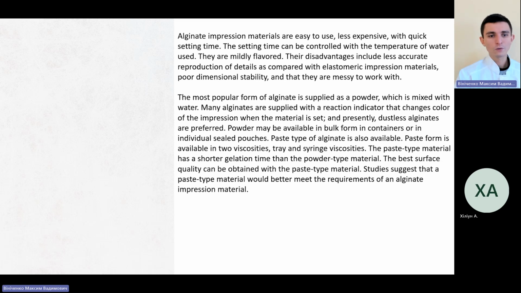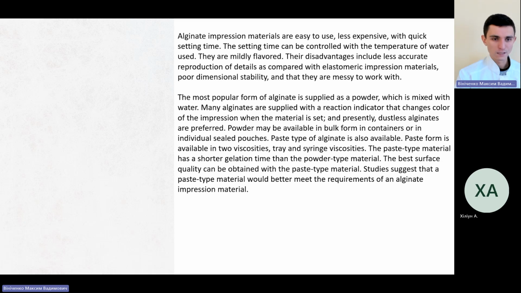The most popular form of alginate is supplied as a powder, which is mixed with water. Many alginates are supplied with a reaction indicator that changes color when the material is set, and presently dustless alginates are preferred. Powder may be available in bulk form, in containers, or in individual sealed pouches. Paste type of alginate is also available.